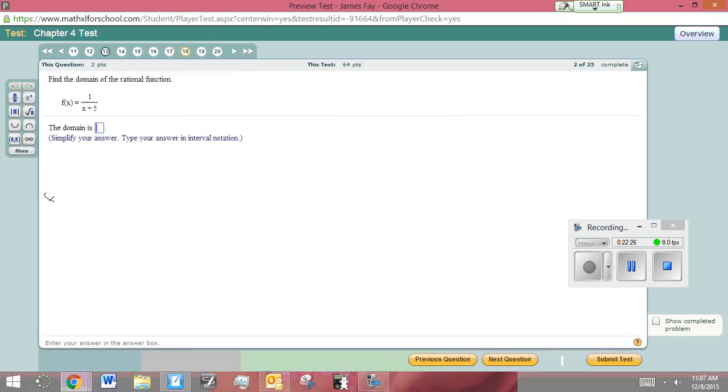18. Find the domain of the rational function. x cannot be negative 5. So I'll go negative infinity up to negative 5, union, negative 5, positive infinity.